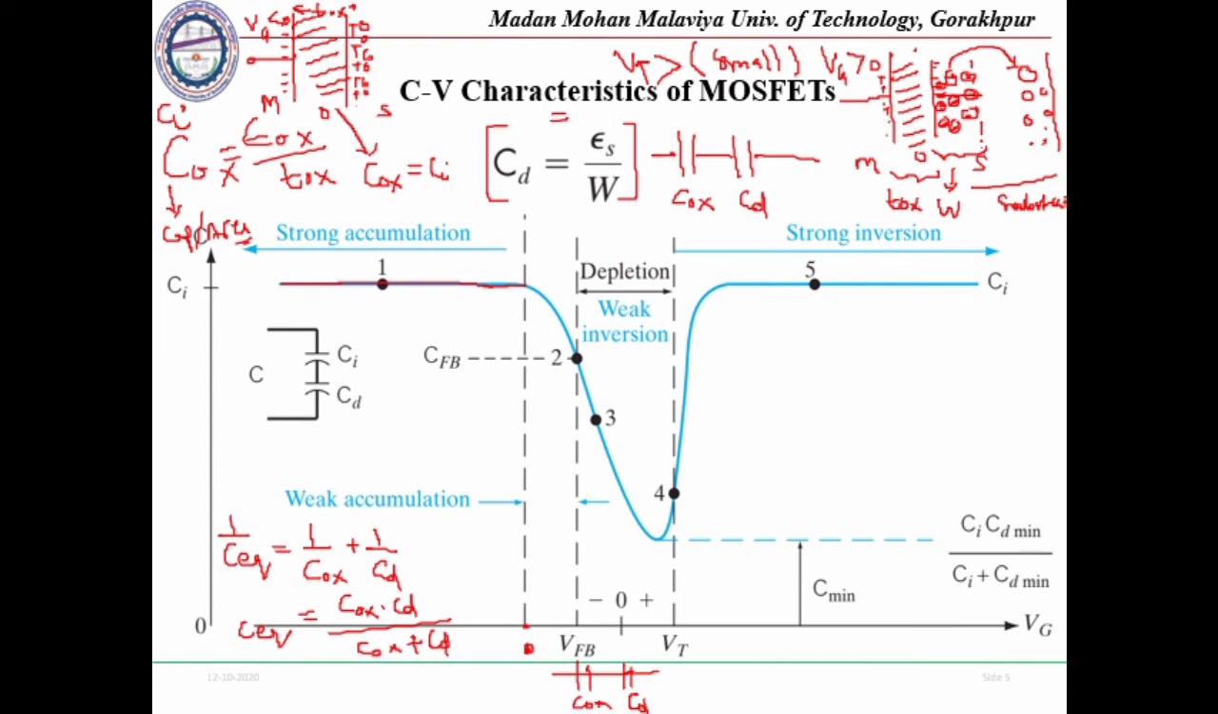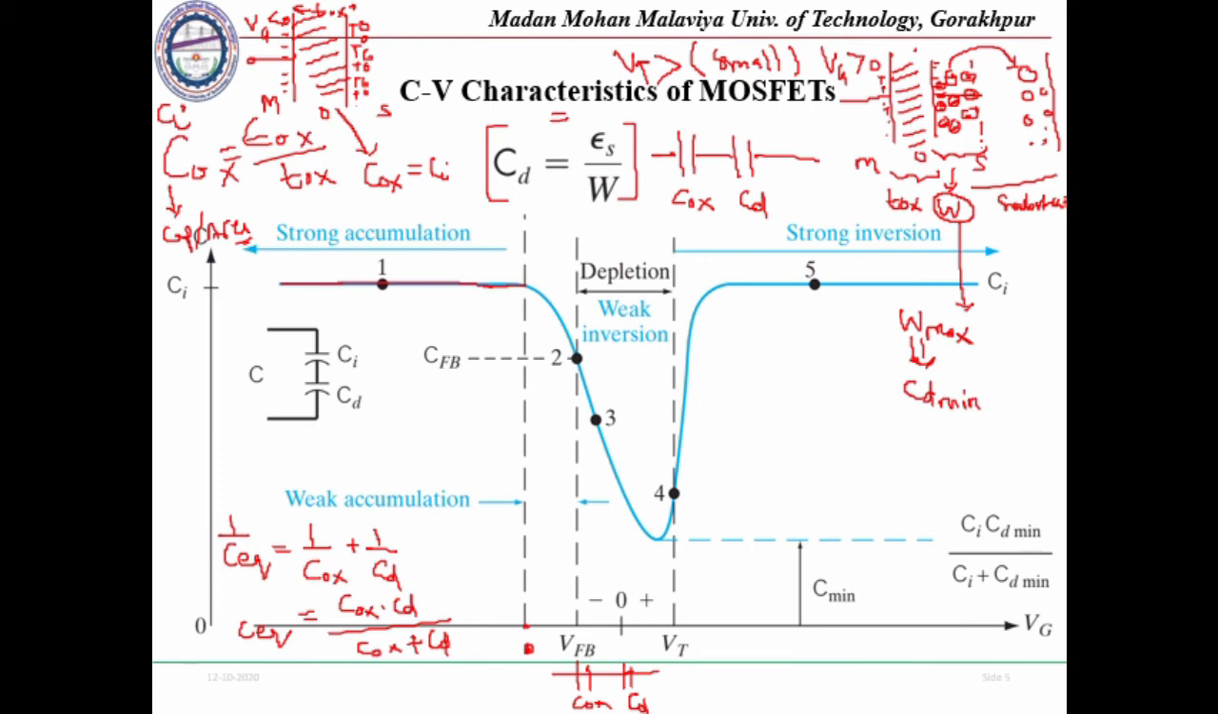Okay. So once we are increasing the gate voltage, there will be a time when the depletion region will be at its maximum width. When W is the maximum width of the depletion region, at that time the Cd will be minimum. Cd will be your minimum value.